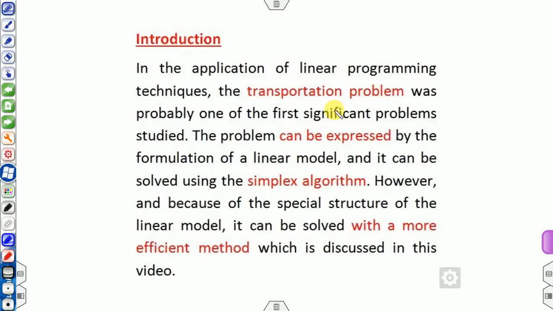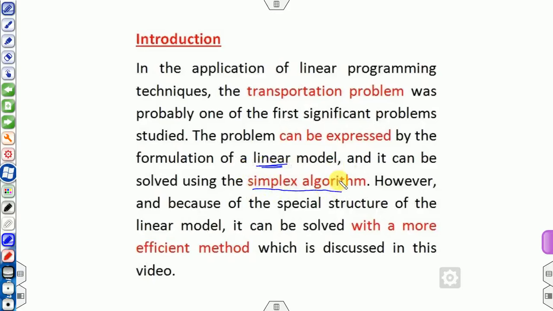Whenever any product is transferred from one place to another place, several factors are involved. For example, there is manpower, there is transportation cost, and so many others. So in such type of problem, we will discuss what is the impact of transport on the programming problem. This problem can be expressed as a formulation of a linear model. Remember, this is linear and can be solved by the simplex method.